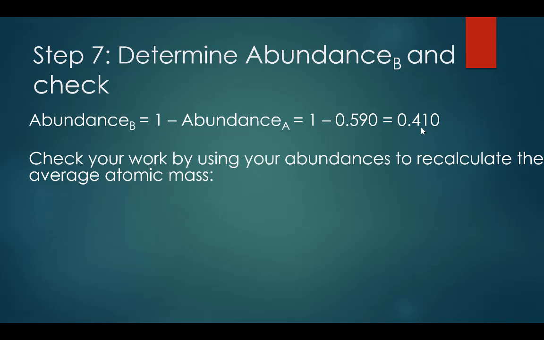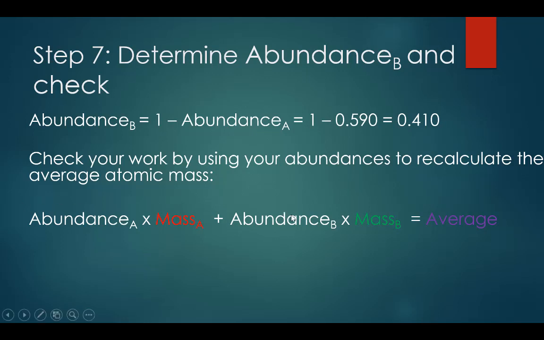Let's always check our work. We'll check our work by quickly calculating the average mass, but this time using the abundances we just figured out. Remember, average mass is just abundance times mass for one isotope, plus the abundance times mass for the other isotope, and that gives us our average. If we plug in the numbers we just figured out, 0.590 and 0.410, and we multiply them by their corresponding masses, we get 56.78 AMUs, which was the average atomic mass given in the problem. So if this doesn't match, you have made a mistake.